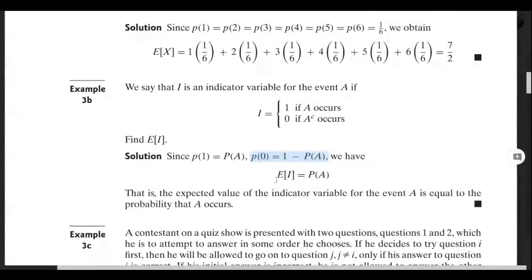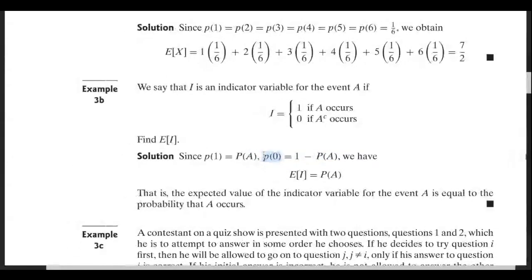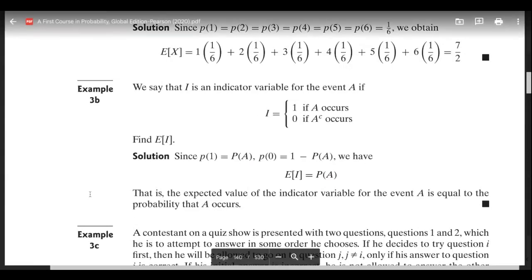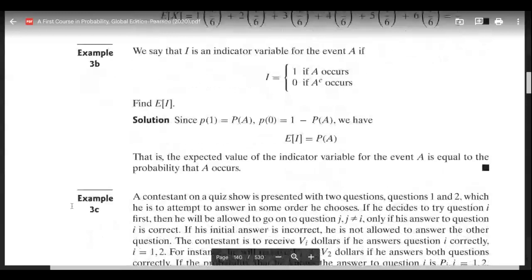Then, because 0 times anything is 0, this part will be gone. So we only have 1 times the probability of A, which is just the probability of A. So in words, the expected value of the indicator variable for the event A is equal to the probability that A occurs. Makes sense, right? If anyone has any question, feel free to stop me at any time.